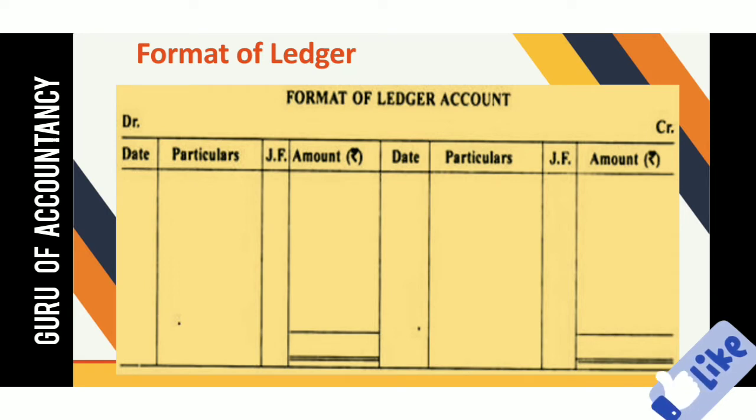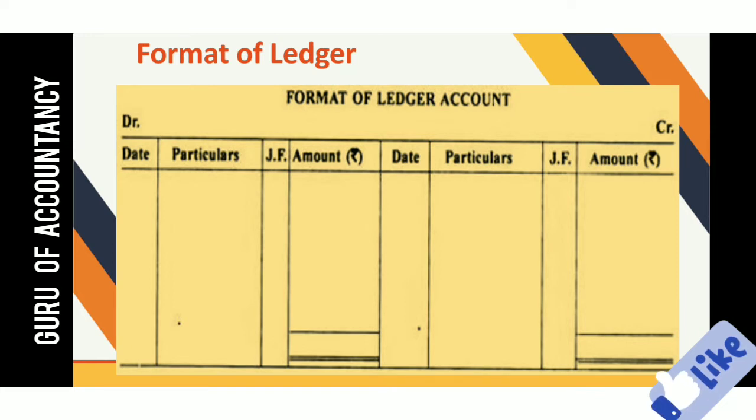You can see here on screen format of ledger. It is of T shape. On left hand side we have date, particulars, journal folio and amount. At the top you have to write DR, and on right hand side also you have date, particulars, journal folio and amount, and at the top you have to write CR.